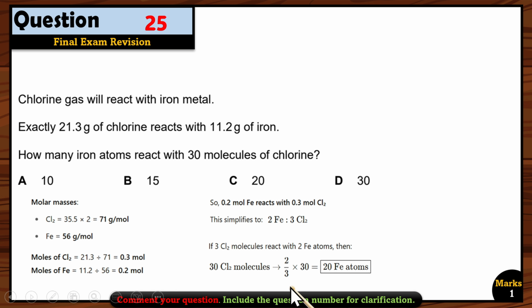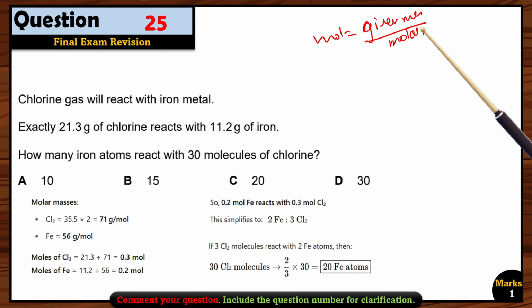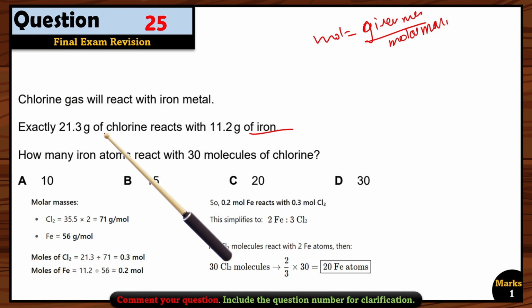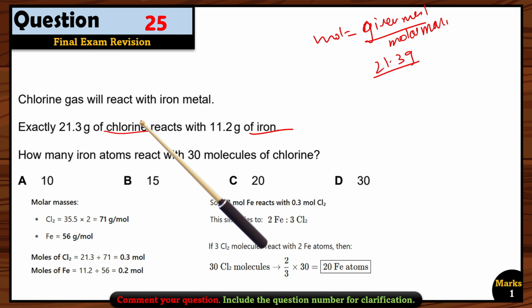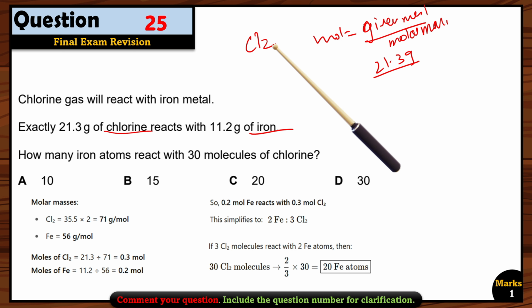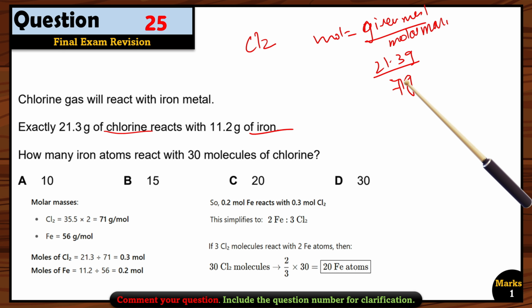So how will we calculate? The moles is equal to given mass divided by molar mass. It's simple. You have to find it for both iron and chlorine. The given mass for chlorine is 21.3 gram, and for its molar mass, because chlorine usually exists as a diatomic molecule, you cannot write 35.5 gram. Remember that. You have to write 71 gram. You have to multiply by 2 because in nature chlorine exists as a diatomic molecule.